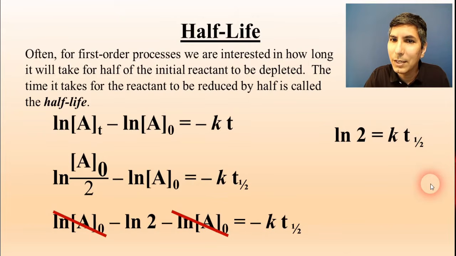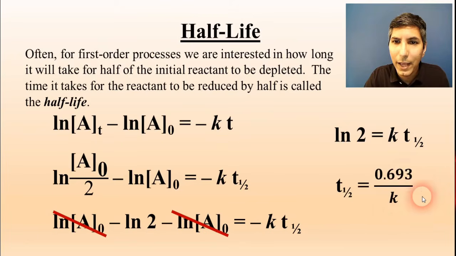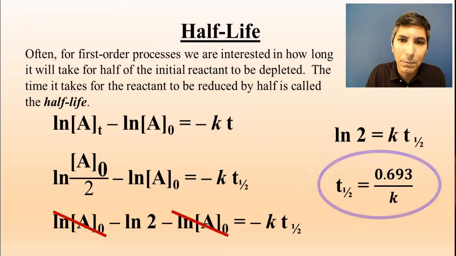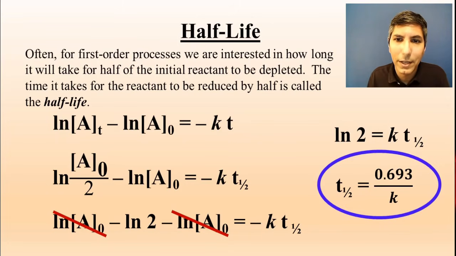And so if I'm interested in the half-life, I just divide both sides by k and figure out what natural log of 2 is on my calculator, and I can find out that the half-life for any first order process is equal to the number 0.693 divided by k. And that's my half-life equation. Pretty neat little equation. Hopefully you can see how we get that now.